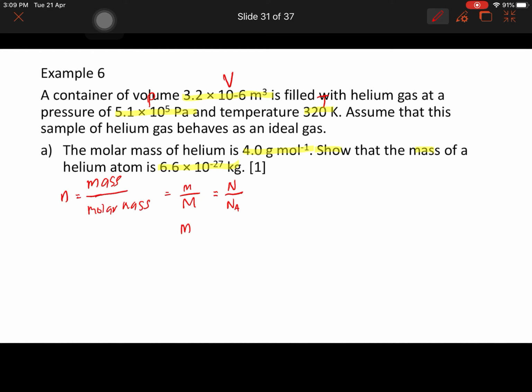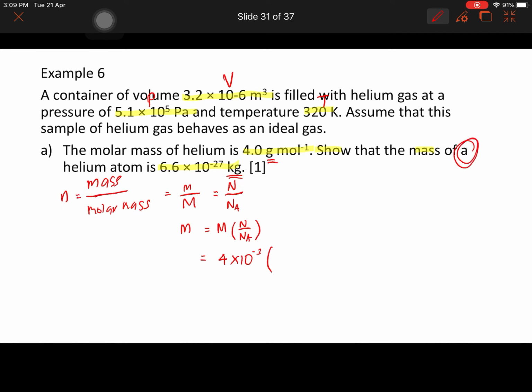Right, so if you want to find what the mass is, m, it will be your molar mass times N over Na. What's our molar mass? 4. But notice the unit here is grams, unit here is in kg. So you need to convert your molar mass to kg. So it'll be 4 times 10 to the power of minus 3. What's N?